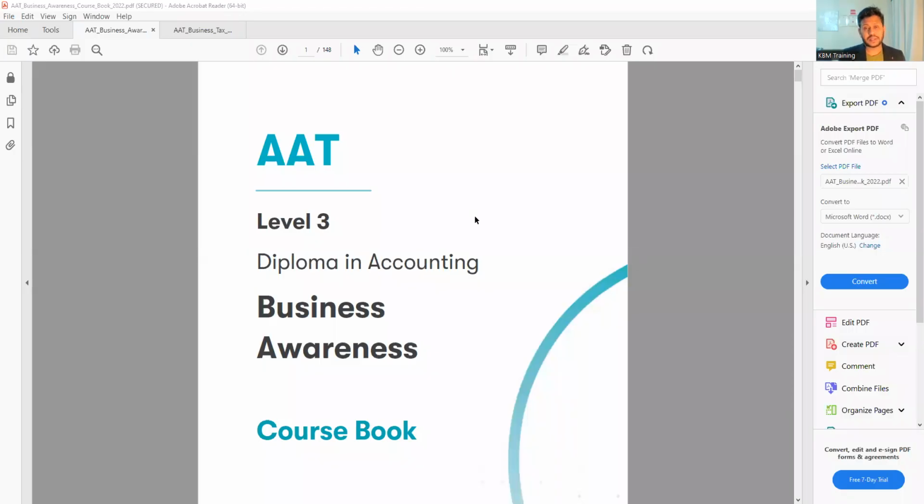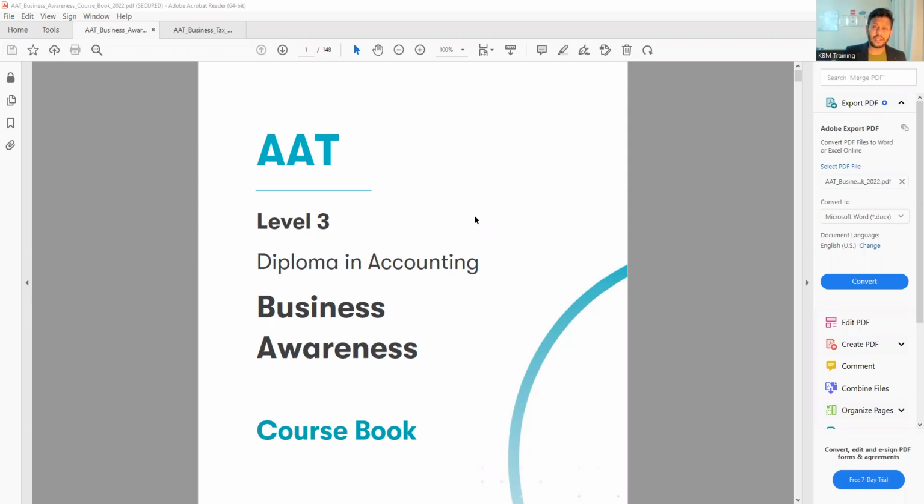So the business awareness is a very brand new paper for the AAT. And the reason AAT introduced this paper is because they removed the synoptic. So there is no more synoptic in the level 3. And instead of the level 3 synoptic, they introduced this paper, and that is business awareness.